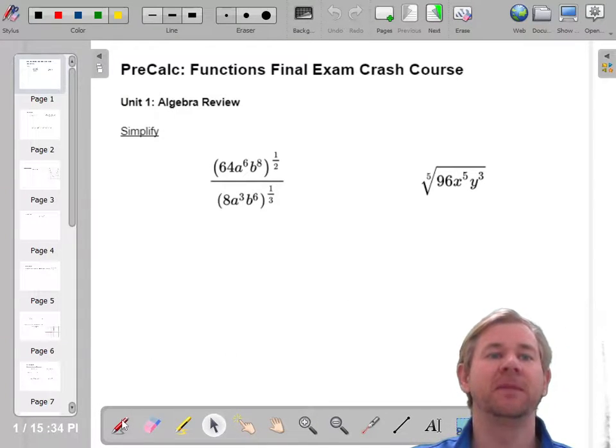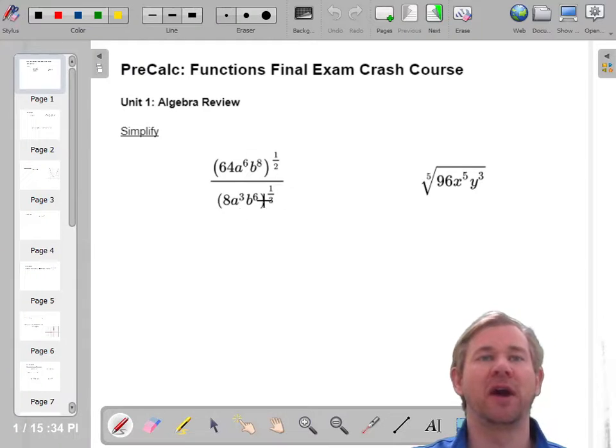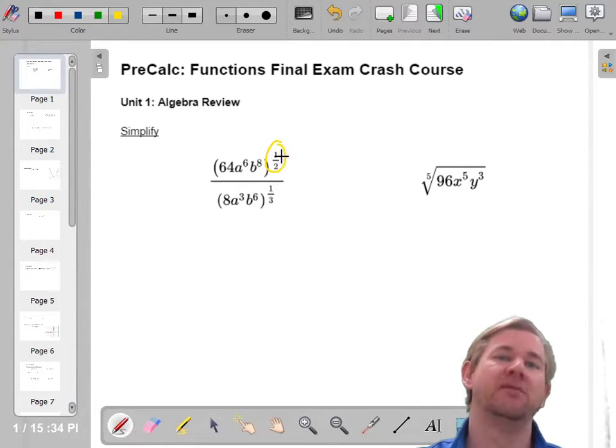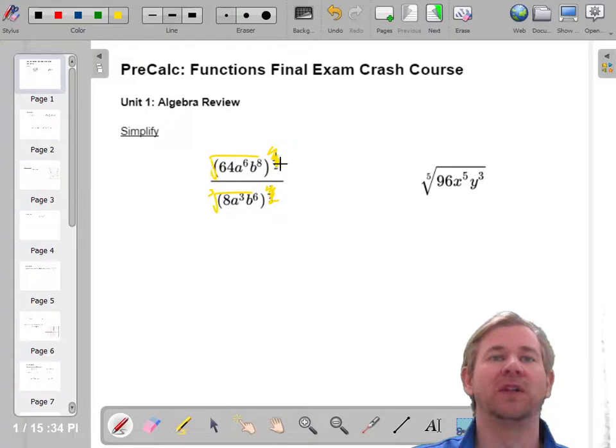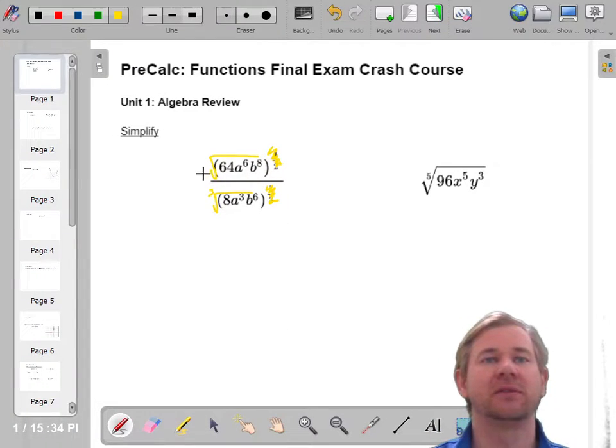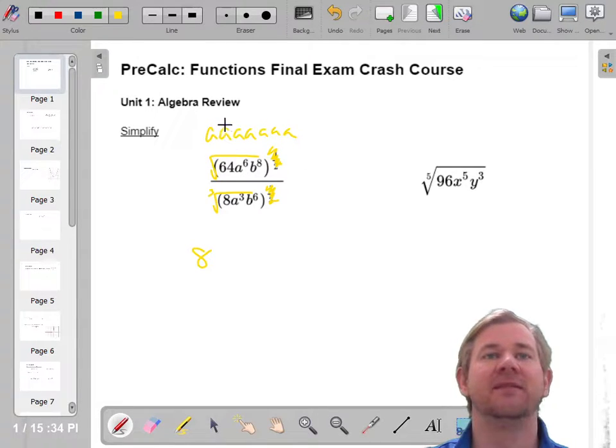So first thing, you've got some exponent problems. One thing that might help you is to remember that that means square root. So this is what we're really doing, is finding the square root. And in the denominator, that's cube root. So if I say what's the square root in the top, you're like, well, square root of 64 is 8.